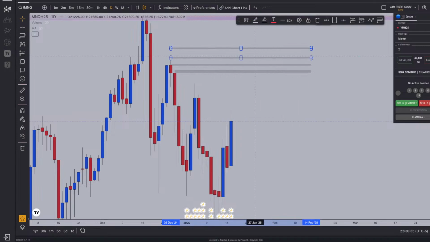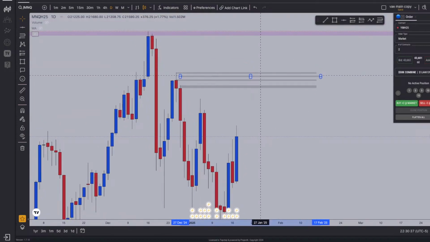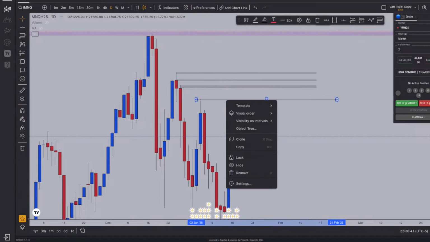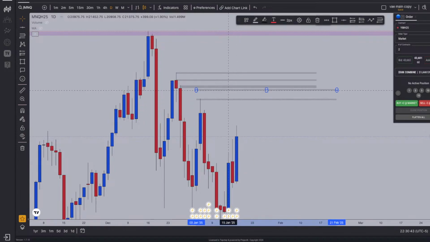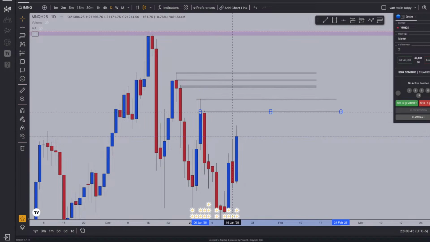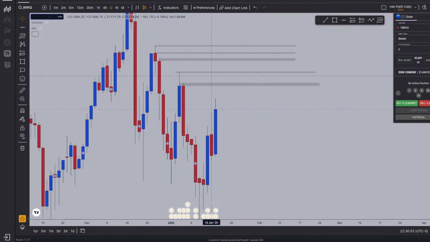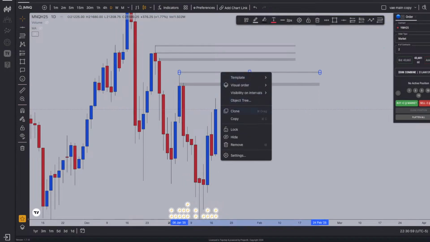So we're gonna clone it again. Clone this again. Let's see, you're gonna make this one a little thicker because the body and the wick kind of line up. Okay, just clone this one.